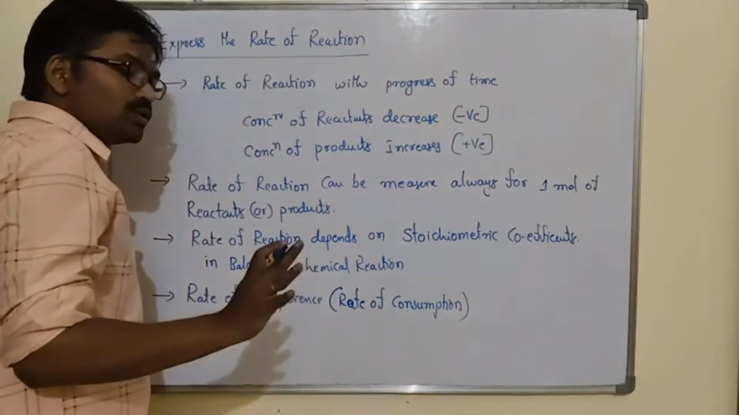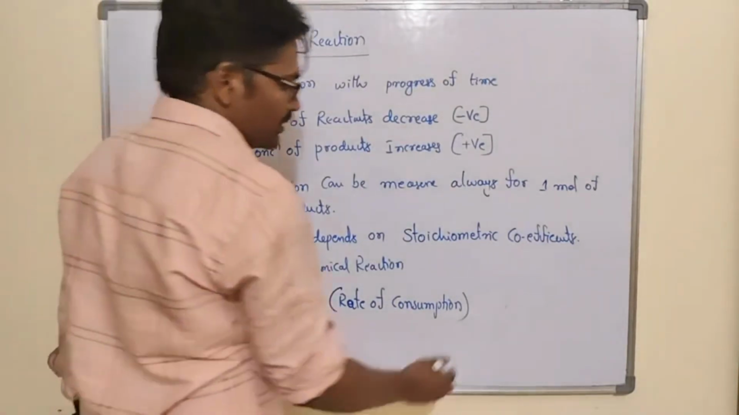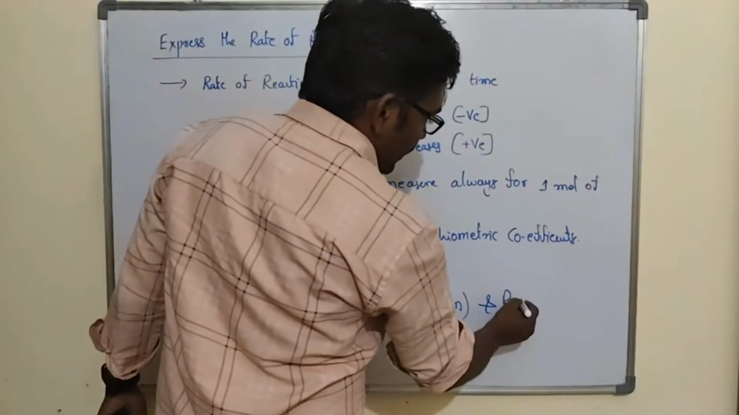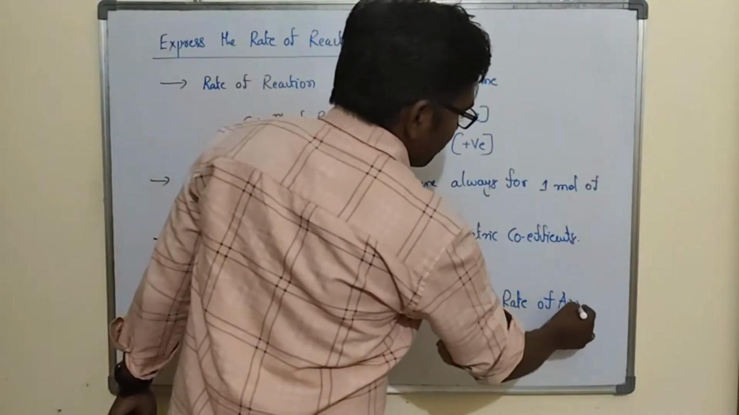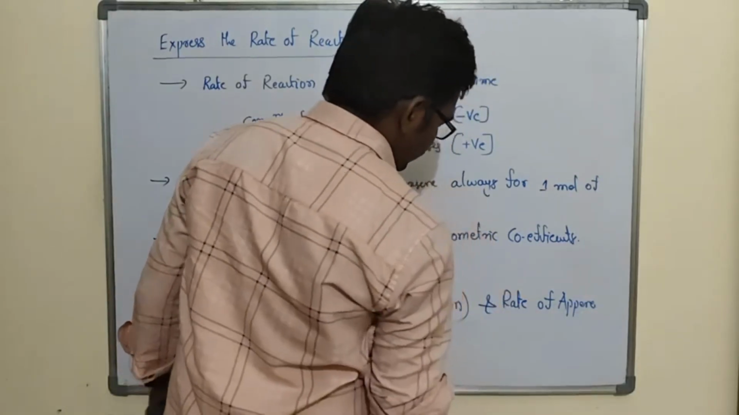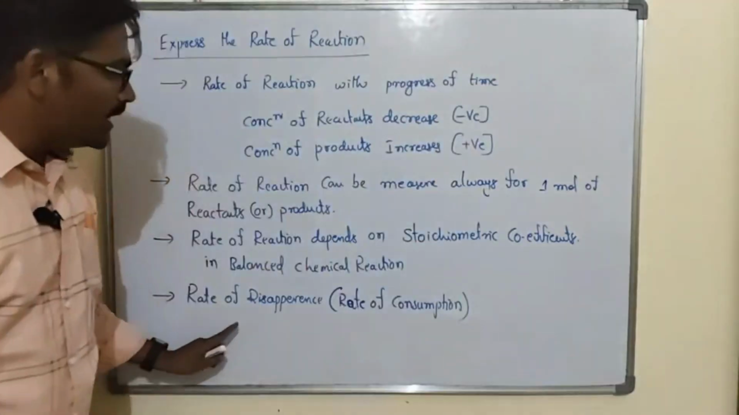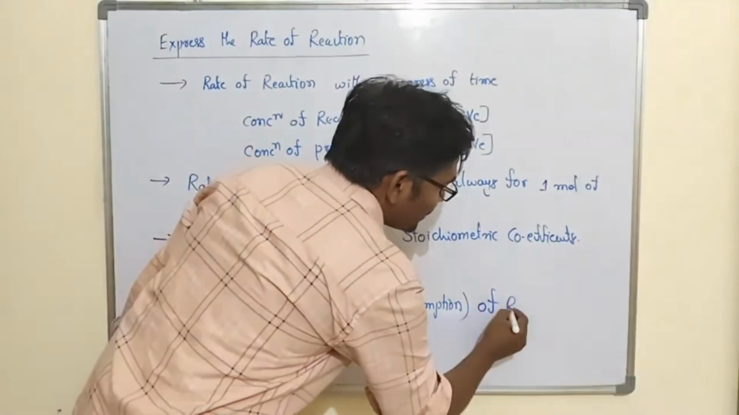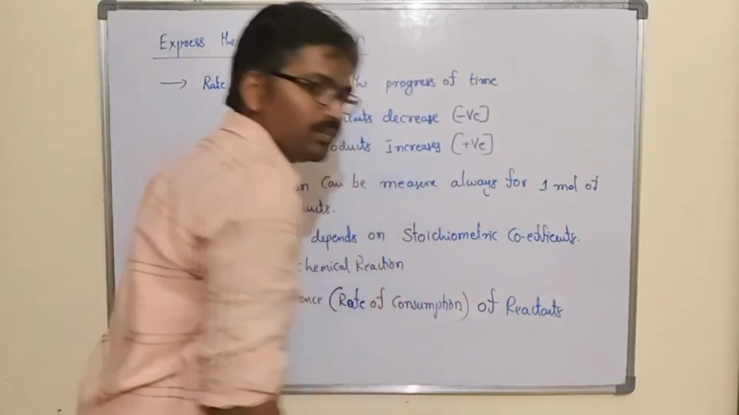The rate of disappearance or the rate of consumption, both are the same. Rate of disappearance or rate of consumption, and rate of appearance. We say rate of disappearance and rate of consumption for reactants.